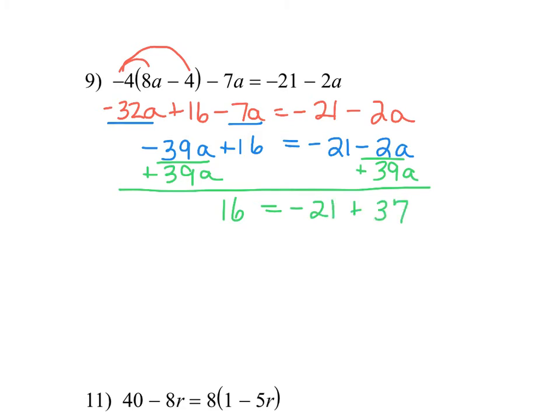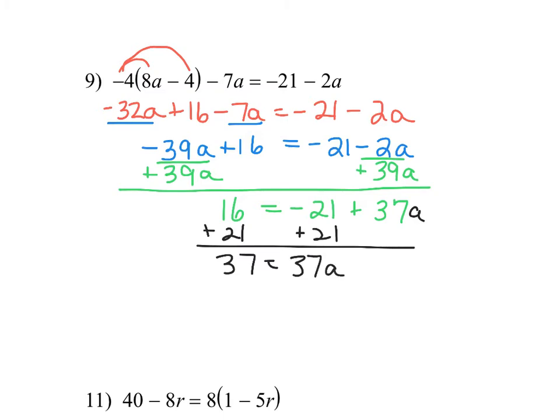And now, if you think ahead a couple steps, we can kind of see where this is going. I'll add the 21 to both sides. 37, forgot my a over here, 37 equals 37a. So a would equal 1. Okay, so it's distribute, combine like terms, move one of those variables either to the left or to the right through its inverse operation, and then solve.